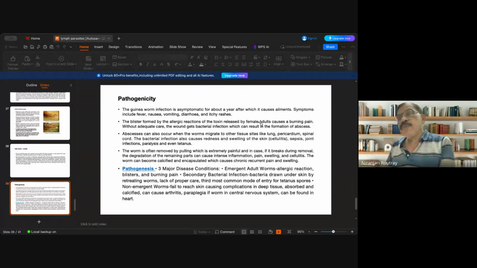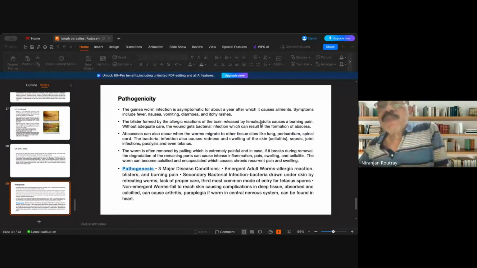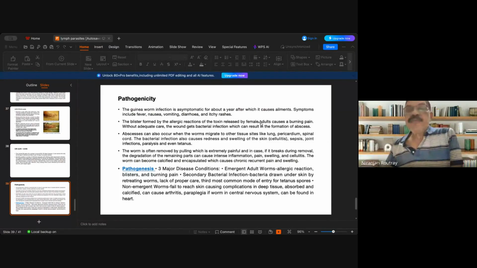So ତାକୁ କୁହାଯାଏ secondary infection. ଯଦି care ନ ନବା, ଯତ୍ନ ନ ନବା, so secondary infection ହେଇଯିବ, which can result in the formation of abscess. Then abscesses can also occur when the worm migrates to other tissue, lungs ରେ ହେଇପାରିବ, heart ରେ, pericardium ହବ, spinal cord ରେ ହବ, and it may lead to a bacterial infection.